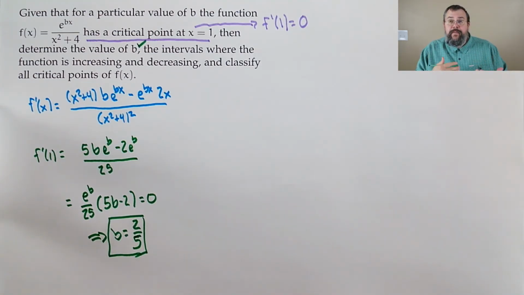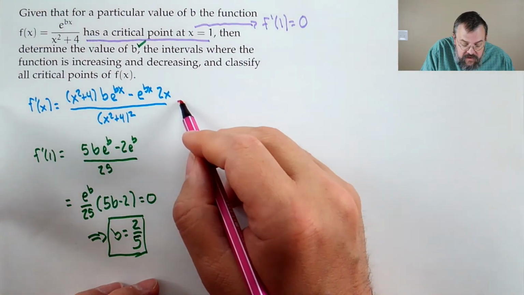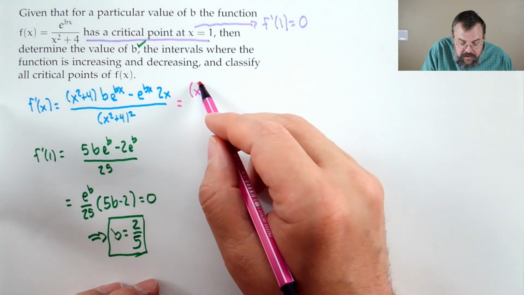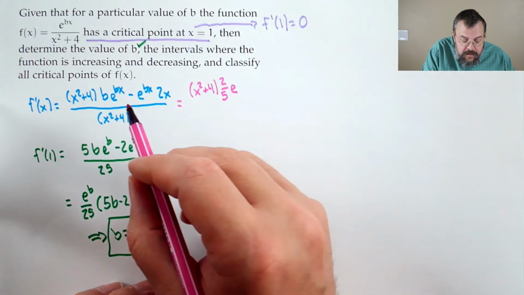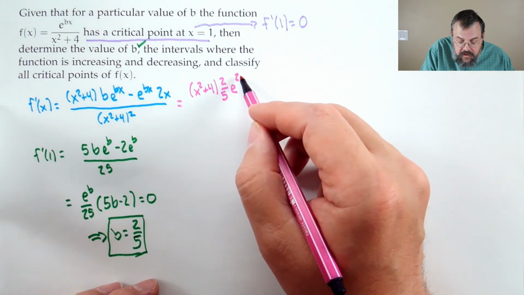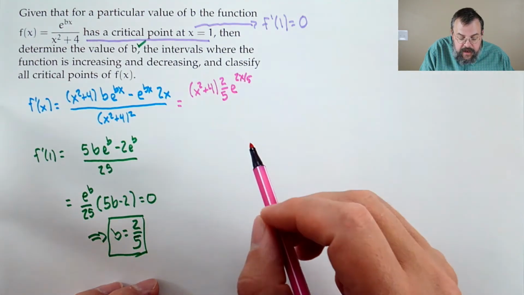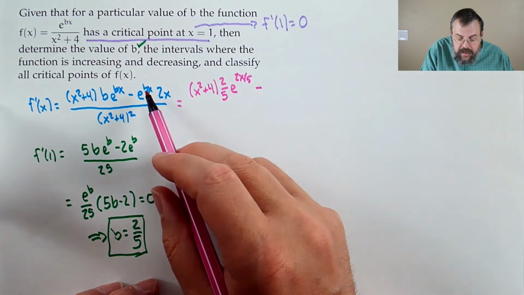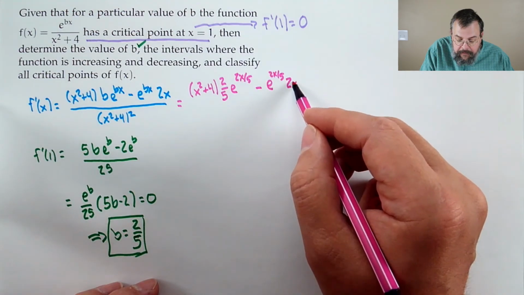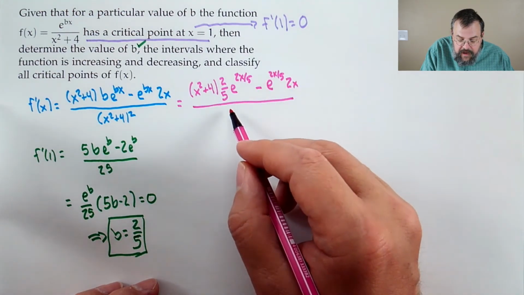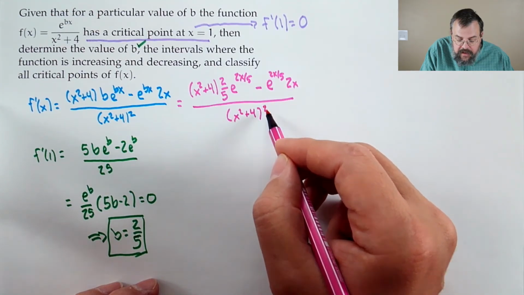Now, the next part is increasing, decreasing. So let's go back to our derivative. We're going to come back up here, but now we know what b is. Everywhere we see a b, we're going to put in 2 fifths. So this would be x squared plus 4 times 2 fifths e to the b times x, which is e to the 2x over 5, minus, again, e to the b times x, e to the 2x over 5, and 2x. All of that, divided by x squared plus 4, quantity squared.